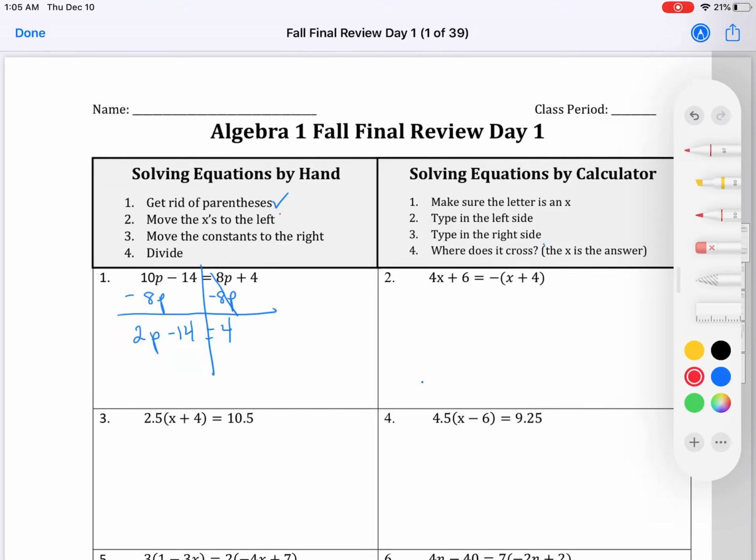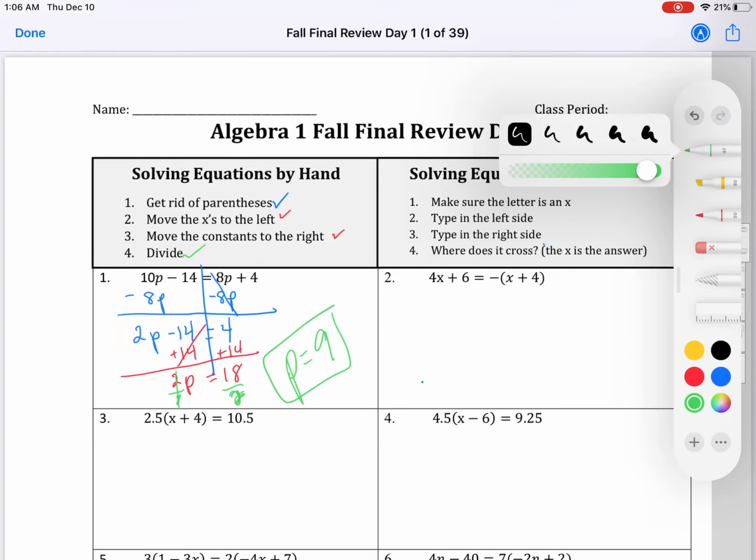The next step says move the constants to the right. A constant is just a number, so negative 14 becomes positive 14. That leaves you with 2p equals 18. The last step says divide. So I'm going to divide by 2 and divide by 2. So my final answer is p equals 9. Very easy.